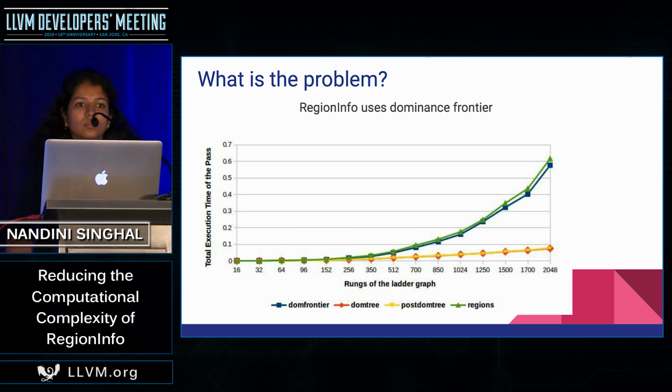So what is the problem? Currently in LLVM, the region info pass identifies all the refined regions, and the region pass traverses and iterates over all the regions. The problem is that the region info pass uses the dominance frontier. As you can see in the figure, the dominance frontier pass is the blue one, and it's quadratic. Because of this, the regions pass, which is the green one, is also quadratic, while the other passes like the DOM tree and post-DOM tree come to us in linear time. So this is a drawback, because the regions pass uses the dominance frontier information, it's also quadratic.